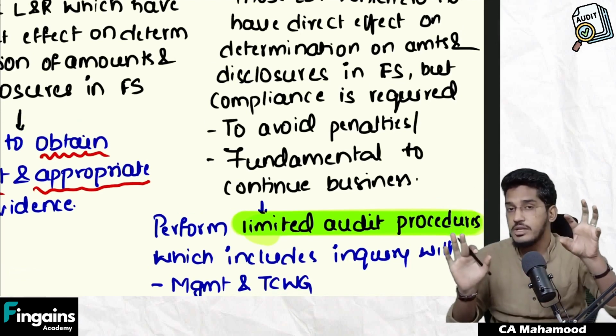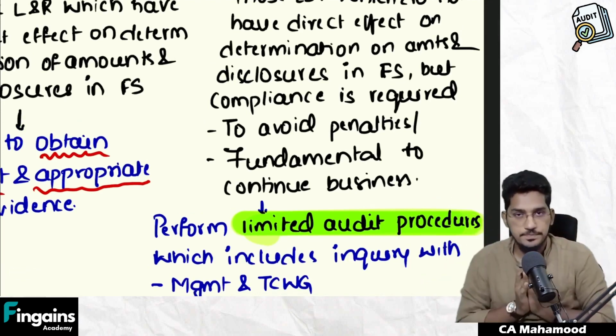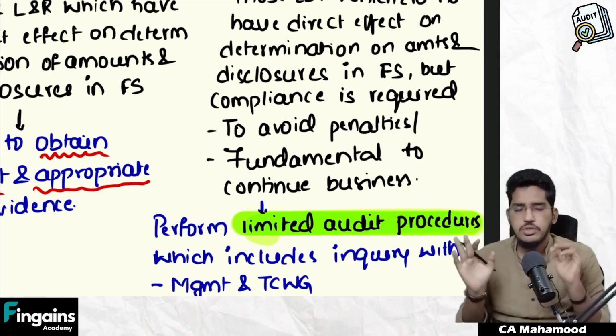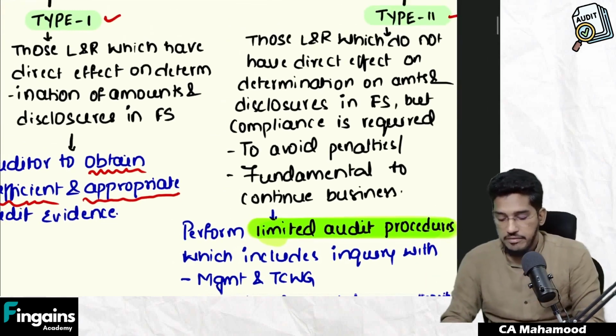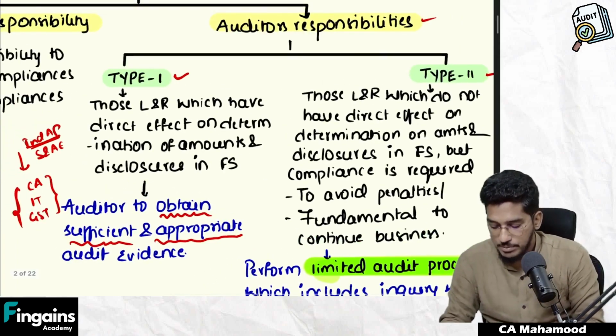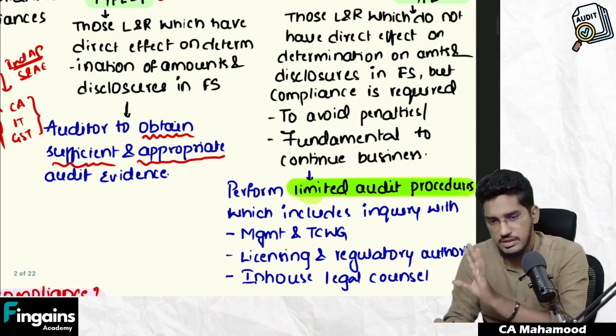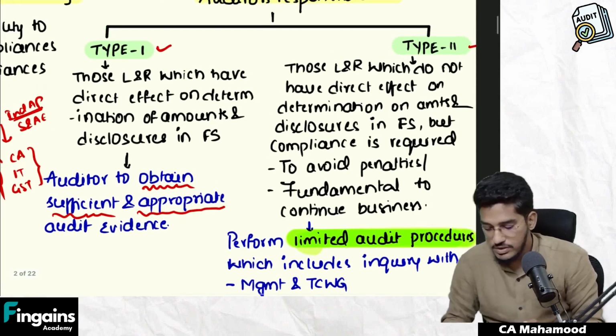Where are these limited audit procedures mentioned? In the same standard, SA 250, they have mentioned what those limited audit procedures are, that we will talk about in a short while. Everybody clear till here? This chart up to this point. See, here I have mentioned something extra regarding limited audit procedures. This I will explain later, but just focus till here.